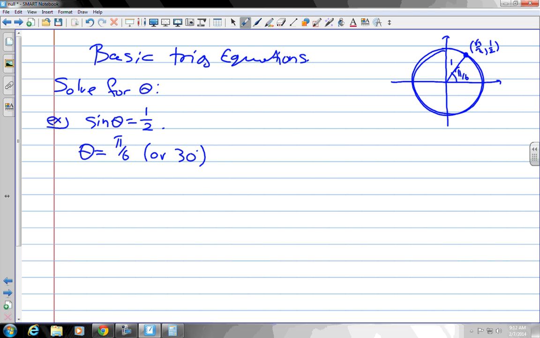Now, is this the only solution? No. Where is another solution? In the second quadrant, by symmetry, there is this other point, negative square root of 3/2 and 1/2. Right? Now, by symmetry, this angle right here is also pi/6, the angle between the x-axis and the terminal side. But what is the angle if you actually do it properly? What is theta here?